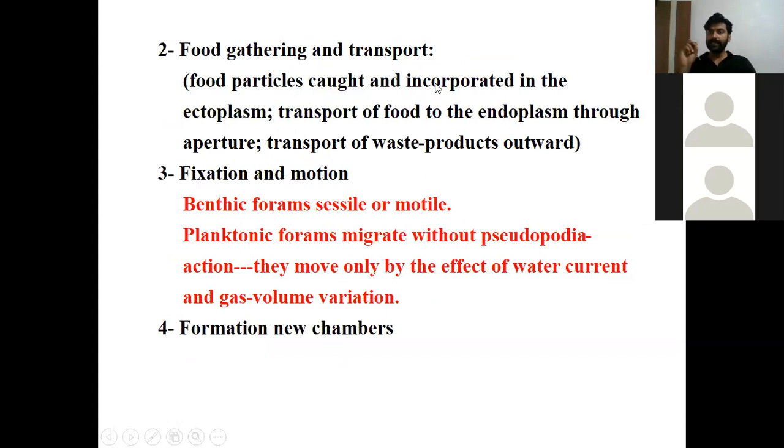Now you can see the beauty of these organisms. Through pseudopodia, they collect the food. Through the ectoplasm they collect the food, but they don't transport it through the ectoplasm to the endoplasm. They take the food to the mouth, which is the aperture. Through the aperture, they transport the food to the endoplasm. It is also used for moving waste products outward. They use it in the same way to send waste outside.